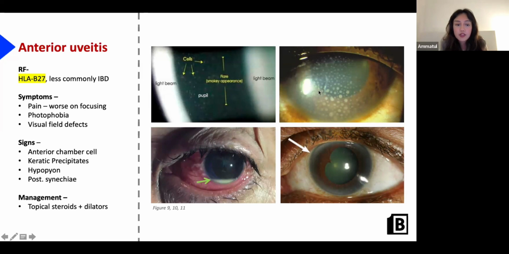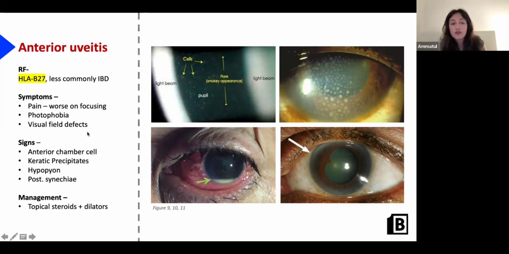Keratic precipitates, which you can see here, are inflammatory cells. They clump together in the endothelium of the cornea, so kind of the posterior aspect of the cornea. And if the inflammation is severe, it can settle at the bottom and form a fluid line, which is called a hypopion. You might also get a posterior synechy, which synechy in Greek just means hold together, where the iris holds onto the lens and binds down to the pupil.